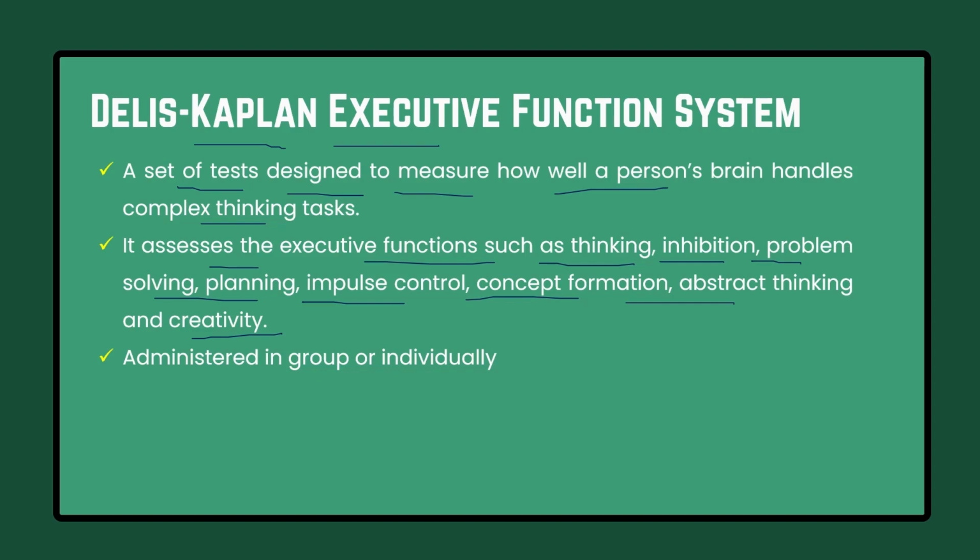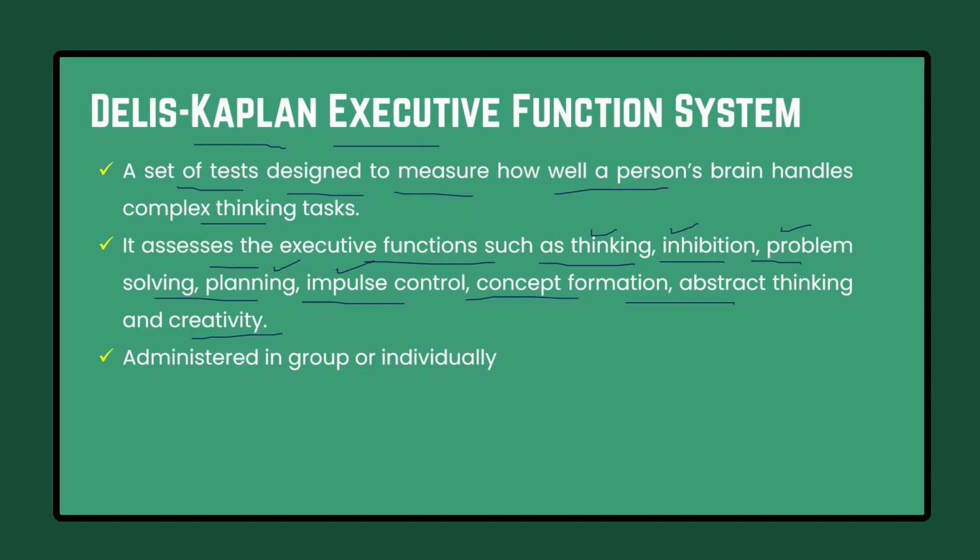So here you need to remember the name and then you need to know what the executive functions are. So it will be easy for you to write what it is. So let's look at this again. What are the executive functions that are tested by the Delis-Kaplan Executive Function System? Thinking, inhibition, problem solving, planning, impulse control, how well you are able to control your responses. Do you think first and then respond, or without thinking, you use your impulse to respond?